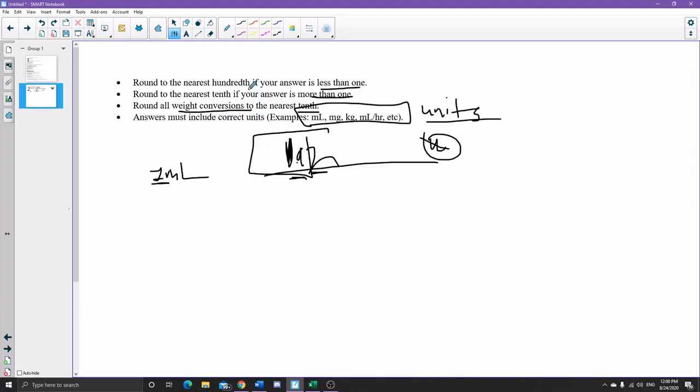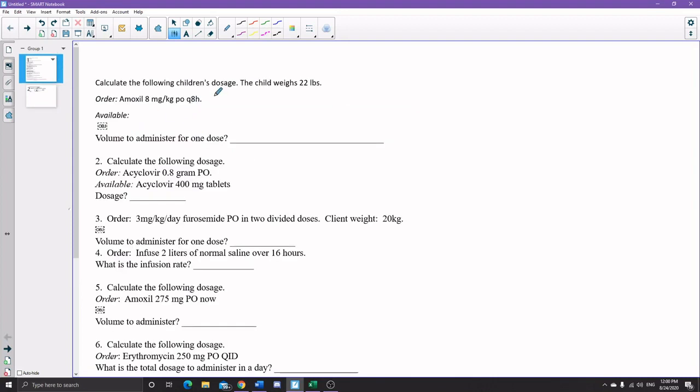Okay, so let's start. Calculate the following children's dosage. The child weighs 22 pounds, and our order is 8 milligrams per kilogram every 8 hours by mouth. So the first thing I do is I convert the pounds to kilograms. So 22 pounds divided by what equals kilograms? It would be 2.2. If you knew that, congratulations.